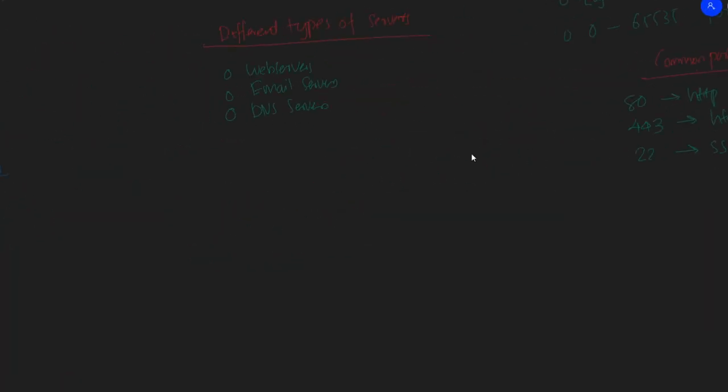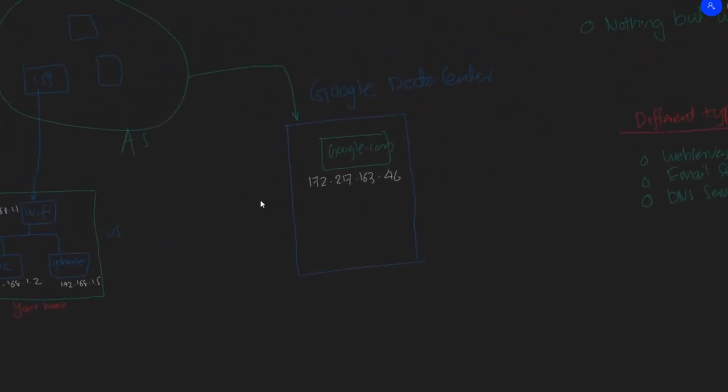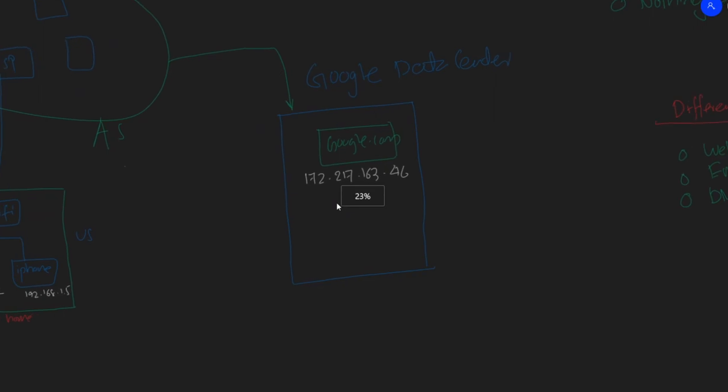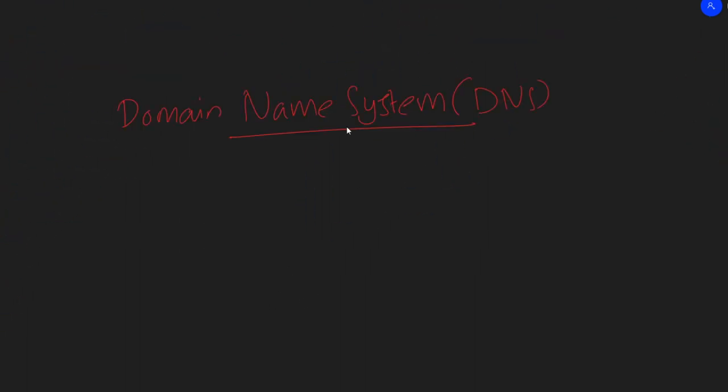All right, there is one more thing that we need to discuss in this video, that is DNS. So for example, in here, as you can see, google.com has this IP address, 172.217.163.46, but nobody's going to be able to remember that, right? We know google.com by the name google.com. So how can we actually remember these IP addresses? We cannot. That's why we have something called DNS. DNS is a way to map domain names into IP addresses.